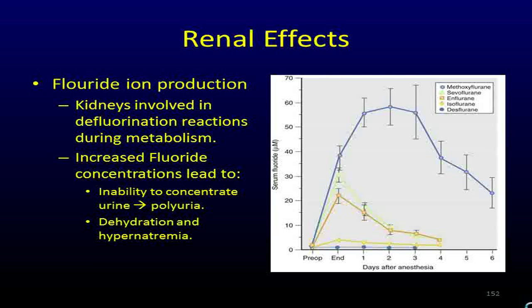What percent? 5% of it is metabolized by the body. That means it's making fluoride ions. The old agents, methoxyflurane for example, you could run that for a day or two and you could actually kill the kidneys. It was nephrotoxic.